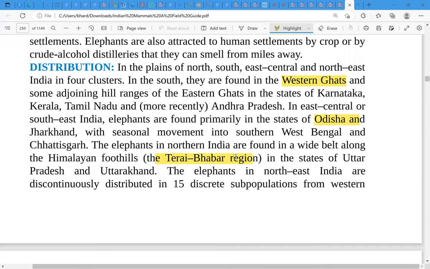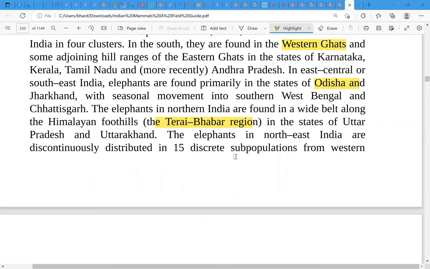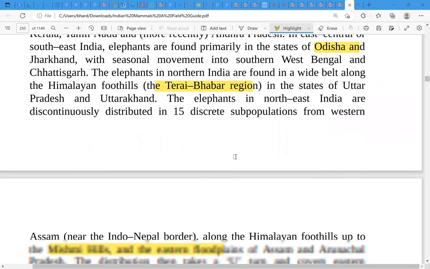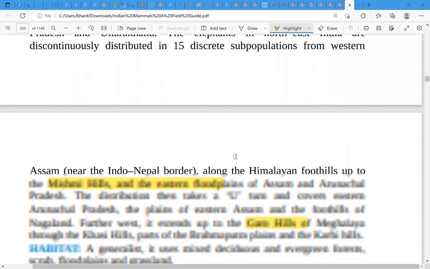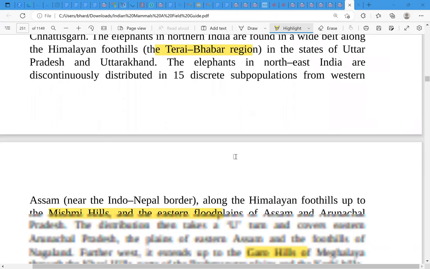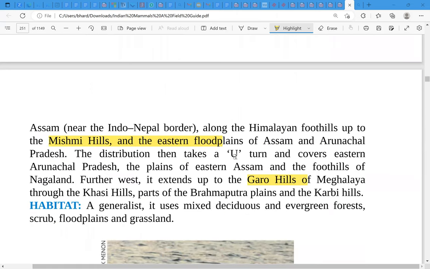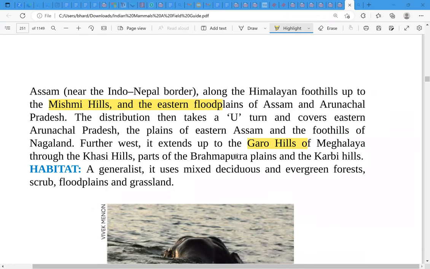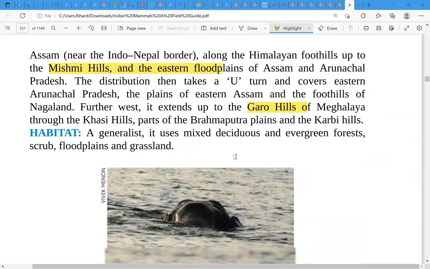Distribution is very important to understand: from the Western Ghats to the Eastern Ghats, in Karnataka, Tamil Nadu, Kerala, and Eastern Central and Southeast India, especially Odisha, Jharkhand, South Bengal and Chhattisgarh. In North India, they are found in the Tarai Bhabar region, Uttar Pradesh and Uttarakhand. In the Northeast, they are found in Assam, near the Indo-Nepal border, and along the Himalayan foothills up to Mishmi Hills, the Eastern foothills of Assam, Arunachal Pradesh, and even Nagaland, further Garo Hills of Meghalaya and Khasi Hills.